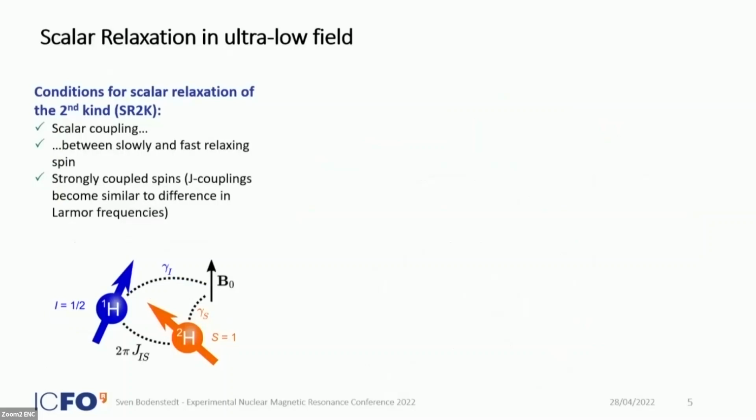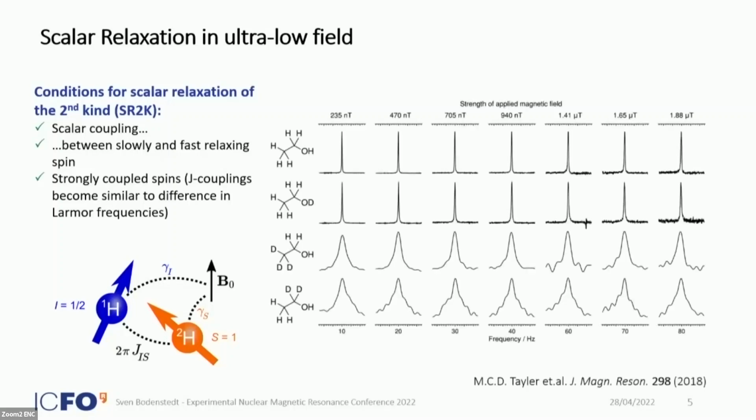So the model system for this talk will just be a hydrogen atom and a deuterium atom, which are coupled in a magnetic field. This is the most simple system you could think about. And if your field is low enough and the J coupling is high enough, then these become strongly coupled spins. And then you would expect scalar relaxation to be quite dominant. And that's actually what we observed.